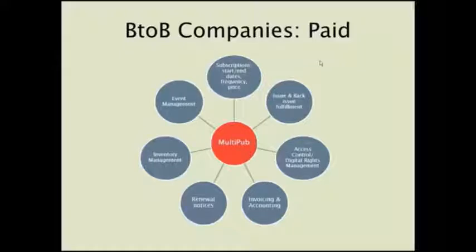On the paid side, Multipub is typically the accounts receivable module for all things sold and managed through it. It allows for subscriptions with any start date, end date, frequency, price, the issue and the back issue fulfillment. We do the access control or the digital rights management. Also included in that is site licenses for online products. We do all of the invoicing and accounting, the renewal notices, the inventory management, and the event management.